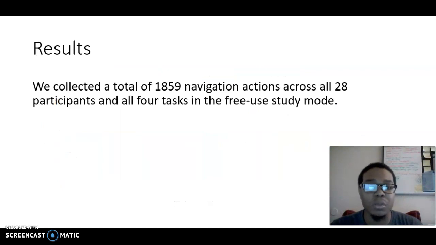The results: we collected a total of 1,859 navigation actions across all 28 participants and all 4 tasks in free use study mode.